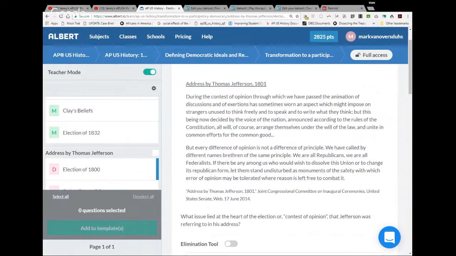I read the first paragraph, but every difference of opinion is not a difference of principle. We have called by different names brethren of the same principle. We are all Republicans. We are all Federalists. If there be any among us who would wish to dissolve this union or to change its Republican form, let them stand undisturbed as monuments to the safety with which error of opinion may be tolerated, where reason is left free to combat it. This should look familiar if we looked at it.